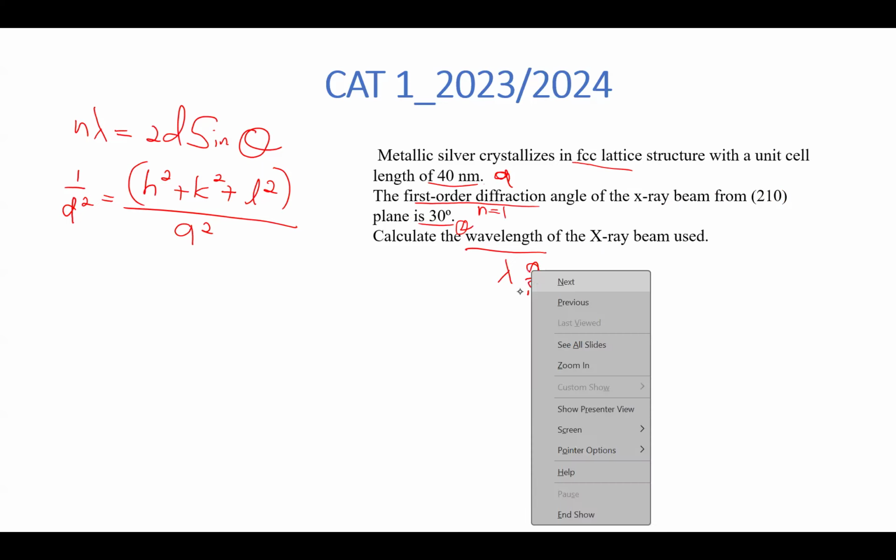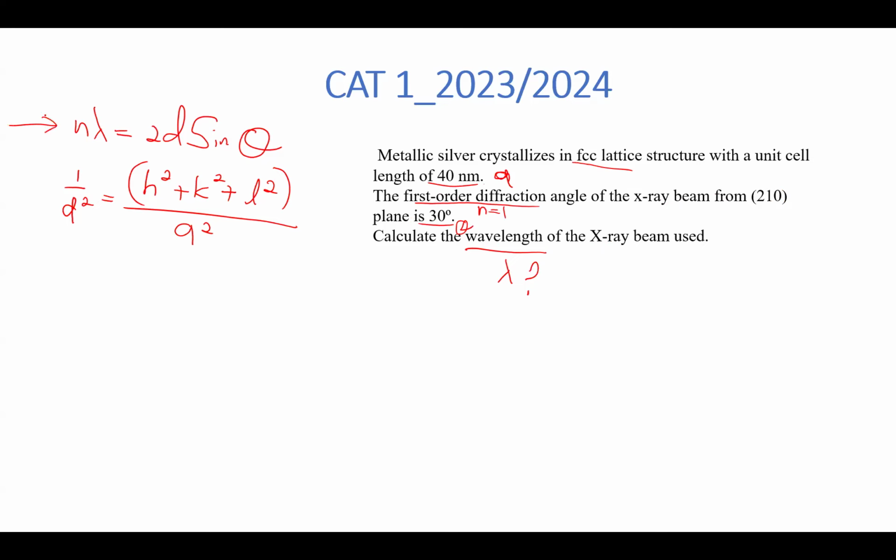So if you try to use just Bragg's equation, N is given, theta is given. They are asking for lambda, but D is not given. So that's why we need to use the second equation. In the second equation, we need to find the Miller indices of this plane, which is given. And then the unit cell length is also given. So it makes sense to merge these two together and get the calculation done.